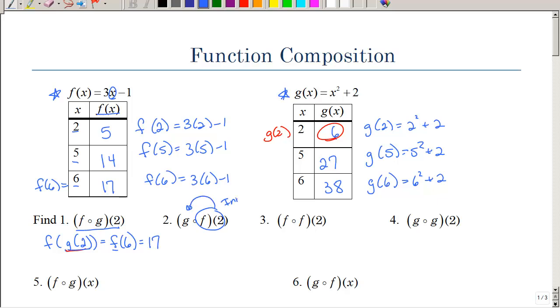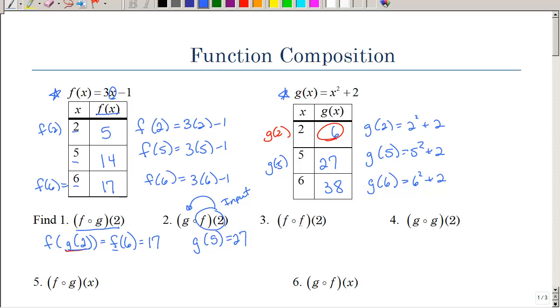So in other words, this is my input function. So what is f of 2? F of 2 seems to be 5. So now I need to know what g of 5 is, which is over here, and that is 27.